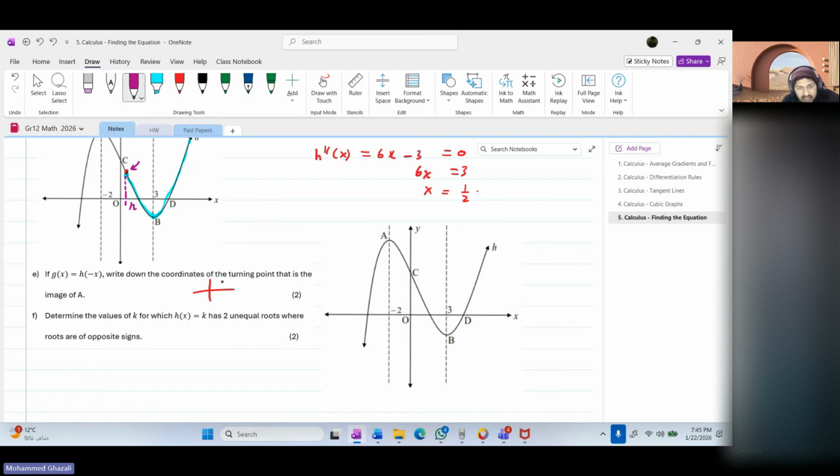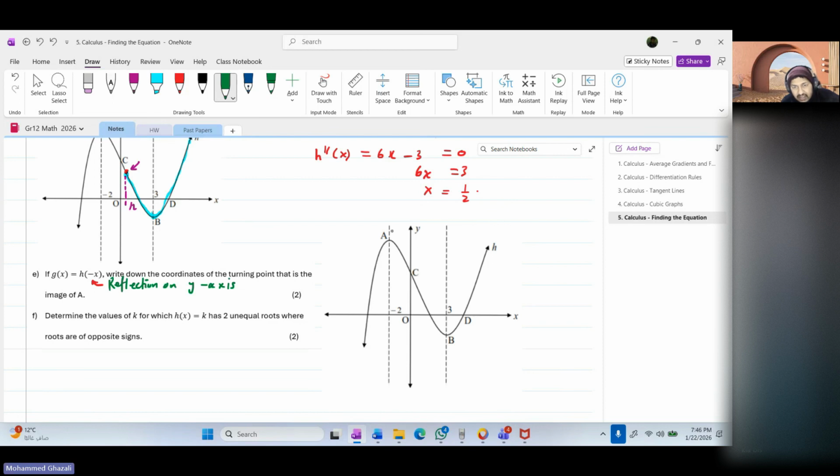So let's see. If this is the point P, which is x and y, if the x value is becoming negative, it means it's a reflection on the y-axis, okay? So remember, you are reflecting on the y-axis. H of negative x, the x value became negative. So it's a reflection on the y-axis. Then write down the coordinates of the turning point that is the image of A after this transformation is applied.